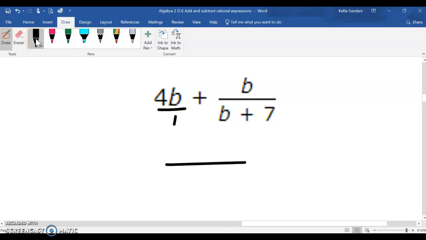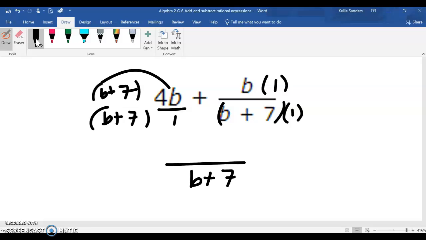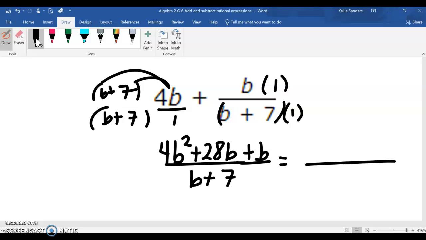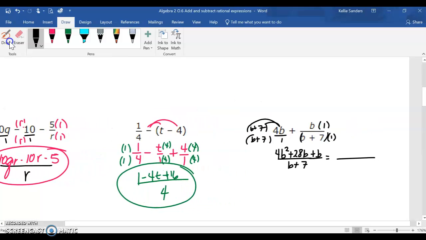Put that over 1. B plus 7. So this is b plus 7. So that's b plus 7. This would be 1. So that would be 1. So we're going to distribute this, and it would be 4b squared plus 28b plus b. Now this is the first time that this has happened, so I haven't asked you about it. I don't think it is. Let me pause real quick and look. Oh, it did happen. Okay, I'll go back to it.